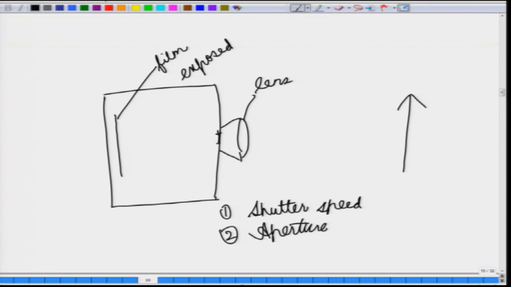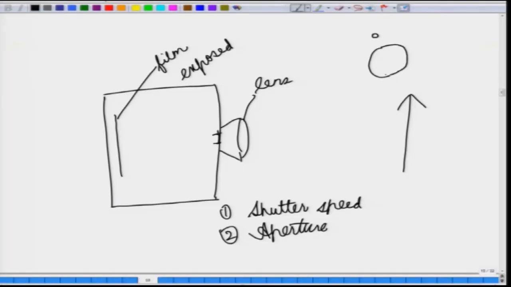So, in this case what we are saying is, what is the size of this hole? If you have a smaller hole, you are allowing smaller amounts of light inside. If you have a larger sized hole or a larger sized aperture, then you are allowing much more light to get inside. So, the amount of light that is getting inside depends not only on the shutter speed, but also on the aperture.